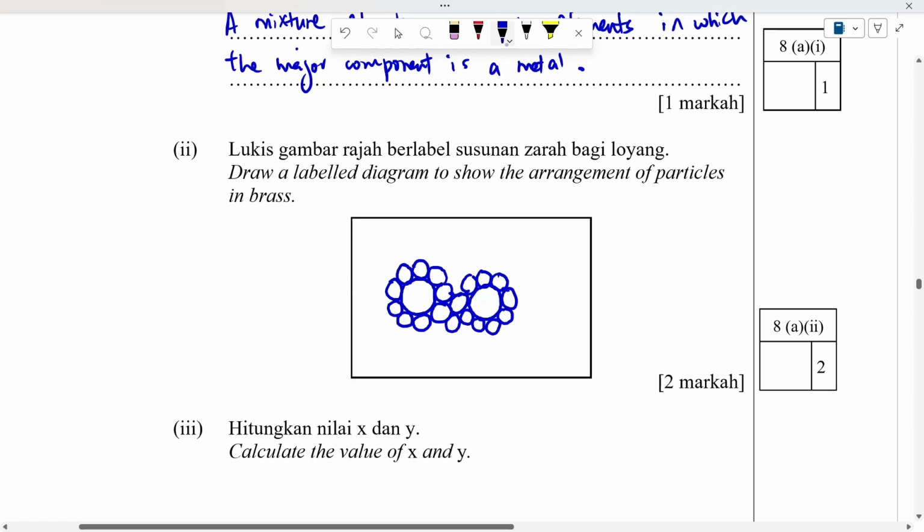Okay. Then remember, after you draw, you have to label. So these are copper. All these are copper atoms. Then this one, the bigger size, is the zinc atom.